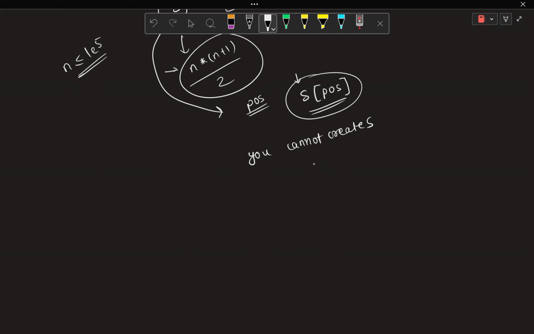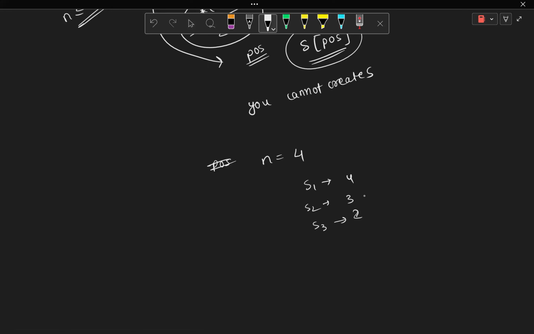You cannot create us. But one thing you can do is, maybe if n was something like 4, which means that S1 would be of length 4, S2 would be of length 3, S3 would be of length 2, and S4 will be of length 1. These would be the lengths of the strings. Maybe if pos is equal to 7, or let's take it to be 9 for now.